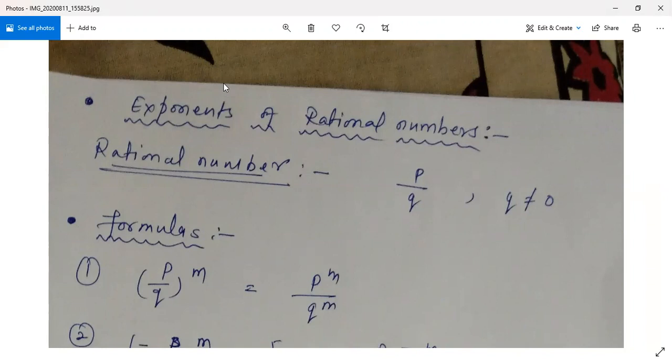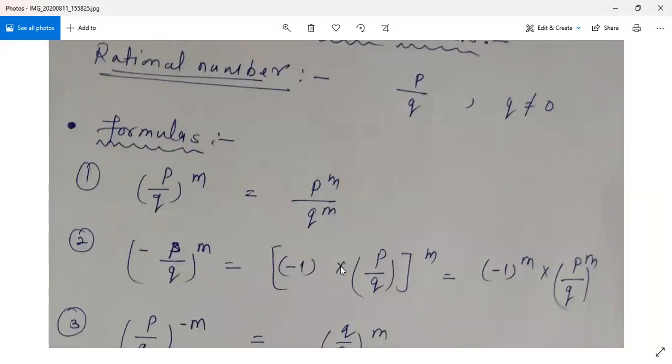A rational number is a type of number which is always expressed in p by q form, and q will never be equal to 0. If q is equal to 0, then the number is not a rational number. But here q is not equal to 0, that means p by q is a rational number, where p and q can be integers. So we will look at the formulas for rational numbers and exponents of rational numbers.